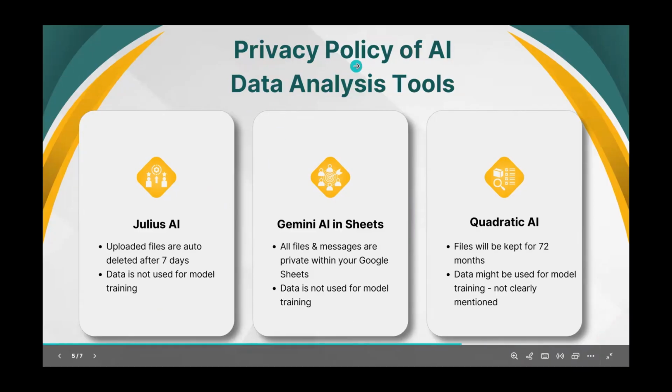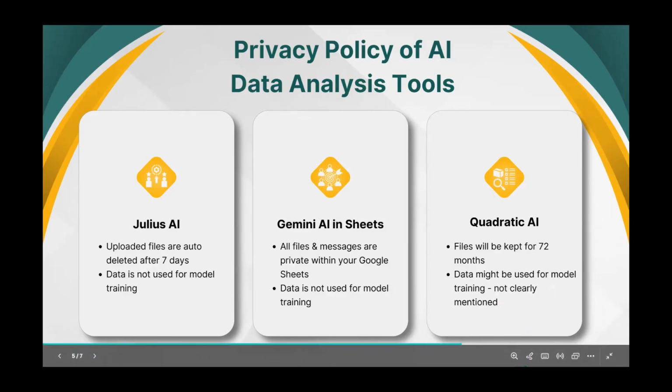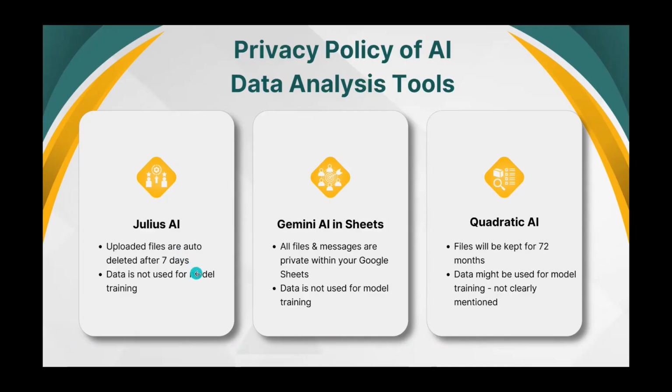Now you should also know about the privacy policy of all these three AI tools. Privacy policy matters because you will be attaching your valuable data sheet to all these AI tools, right? So you should have a concern about what happens to my data after analysis, whether it will be auto deleted and so on. They have a clear policy regarding that. In Julius AI, the uploaded files are auto deleted after 7 days. So you can rest assured your data is safe. Data is not used for model training. They have clearly mentioned that in their privacy statement.